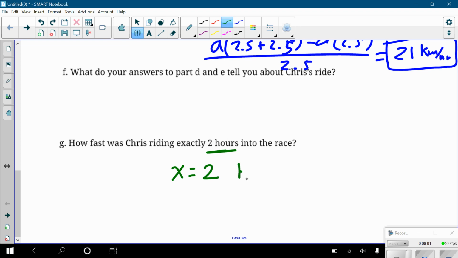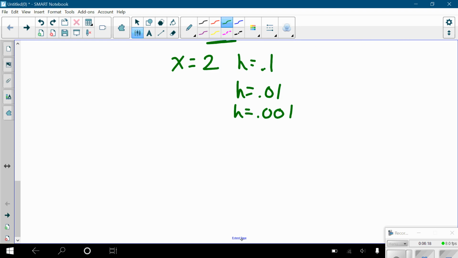So I can do h is like 0.1, like 0.1 hours later. Or I could make h even smaller. I could make that second point really close to that first point, like 0.01. Or I could make that h even closer. I know what you're thinking. Just make it 0, Mr. Covey. All right, I'll make it 0.